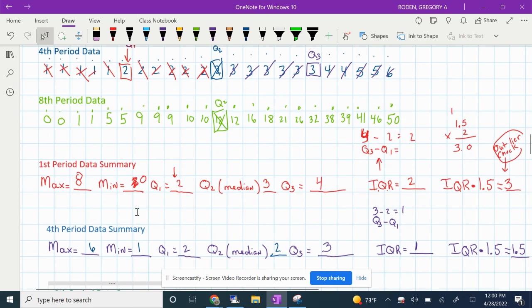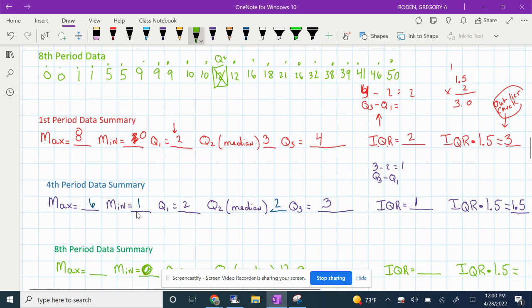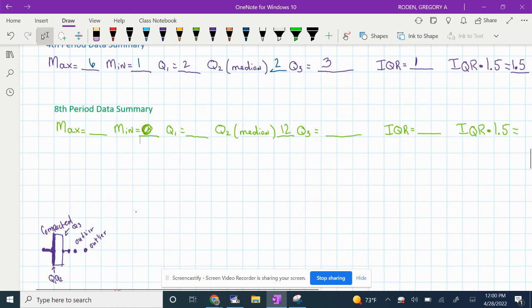All right, now the next one is my next outlier. So we'll go ahead and cross out. And oh, by the way, my minimum value is 0. Okay, let me do that in green because I'm writing in green with my 8th period. My minimum value is 0, and my maximum value is all the way over to 50. So that's pretty big, right?